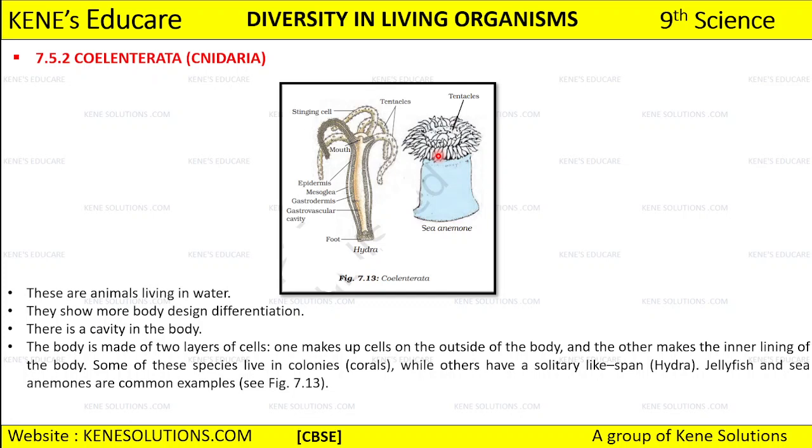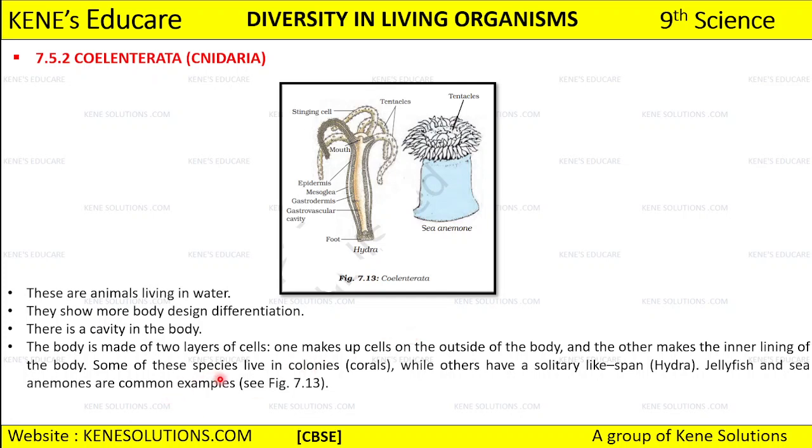So inside these animals, that is, animals under Coelenterata, they show a cavity which is present inside them. Now the body of these animals is made up of two layers of cells. One layer makes up the cells on the outside of the body, and the other makes the inner lining of the body. So one layer of cells makes the outer part and the other layer, the inner lining, makes the inner part.